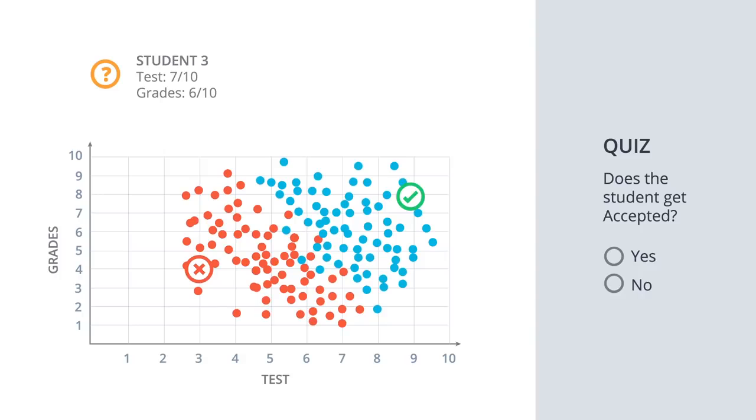So let's start with a quiz. The quiz says, does the student 3 get accepted or rejected? What do you think? Enter your answer below.